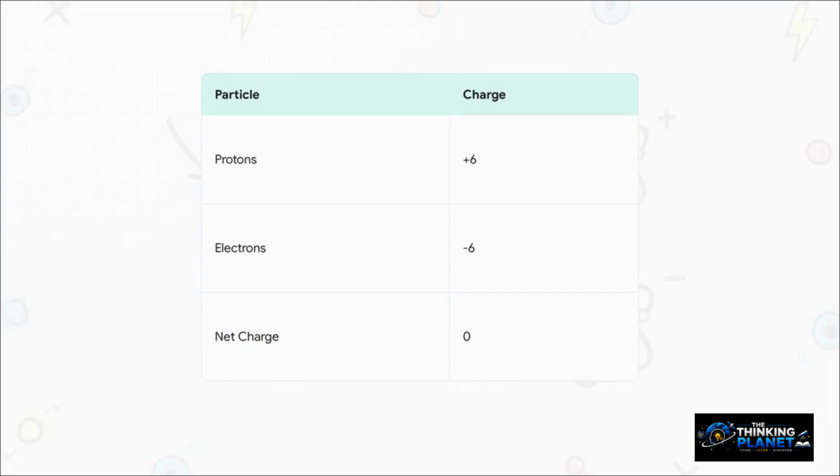Let's scale things up a bit and check the scoreboard for a carbon atom. If you count the particles here, you're going to find 6 protons, giving us a positive 6. But holding the line on the other side are exactly 6 electrons, giving us a negative 6. And just like before, the positive 6 and negative 6 cancel each other out. The game is still tied. This is exactly why we say an atom is electrically neutral. In its standard state, it always fields an equal number of protons and electrons.